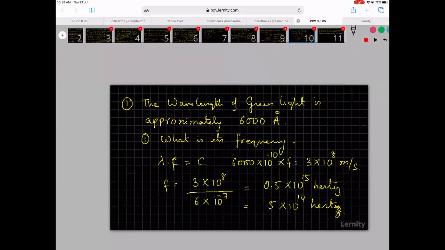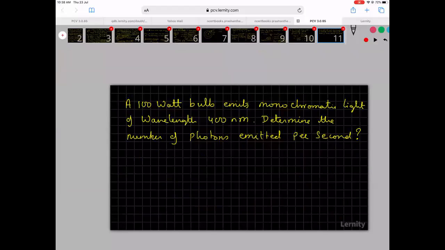A 100-watt bulb emits monochromatic light of wavelength 400 nanometer. Determine the number of photons emitted per second. 100 watt is power. What is the unit of power? Power is equal to energy per second.